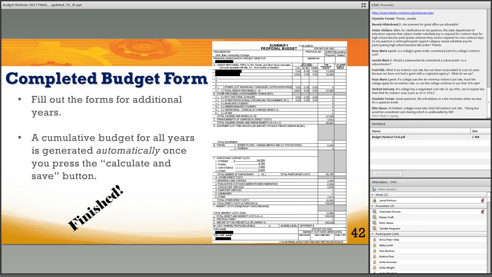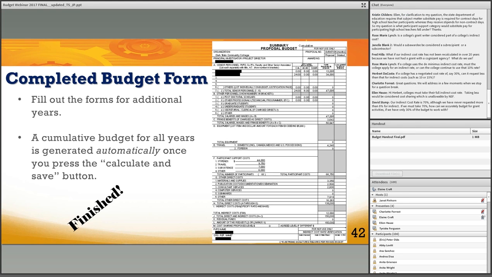After completing all of this work, like magic, you have a neatly formatted budget in the FastLane system. You repeat the process for each budget year of the project, and each year's budget will look like this. Once budgets for all years have been created, then the cumulative budget will be generated by FastLane for you. The cumulative budget reflects totals for budget categories for all years and must not exceed the maximum allowed for the grant for which you are applying.